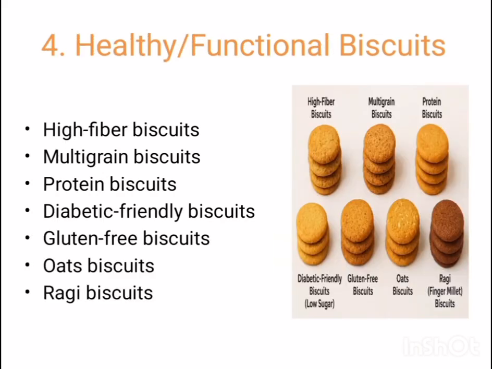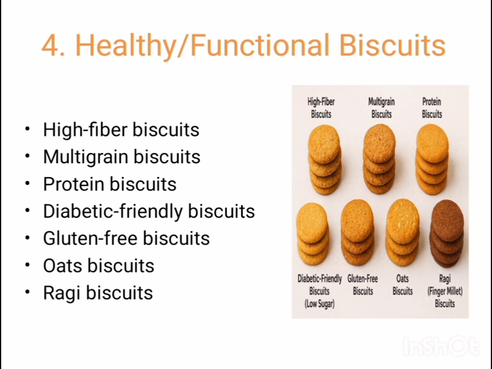Next are health or functional biscuits, which means the biscuit is healthy for our body. So there are different varieties of healthy biscuits available in the market. First is high fiber, second is multigrain or protein biscuits, and some millet biscuits are also available in the market. So first is high fiber biscuits. It contains a higher amount of fiber, that is bran, and some amount of fiber is present in the biscuit flour.